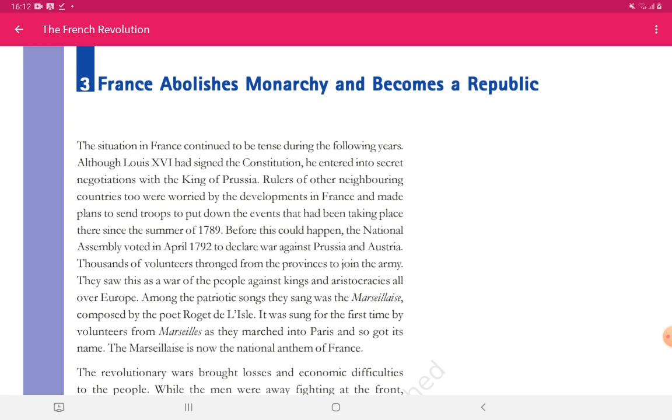Amongst the patriotic songs they sang was the Marseillaise. Now this is a very important one-mark question. It was composed by the poet Roger de Lisle, and it was sung for the first time by volunteers from Marseilles. The volunteers were army people, and as they marched into Paris it got its name, the Marseillaise, and it is now the national anthem of France.